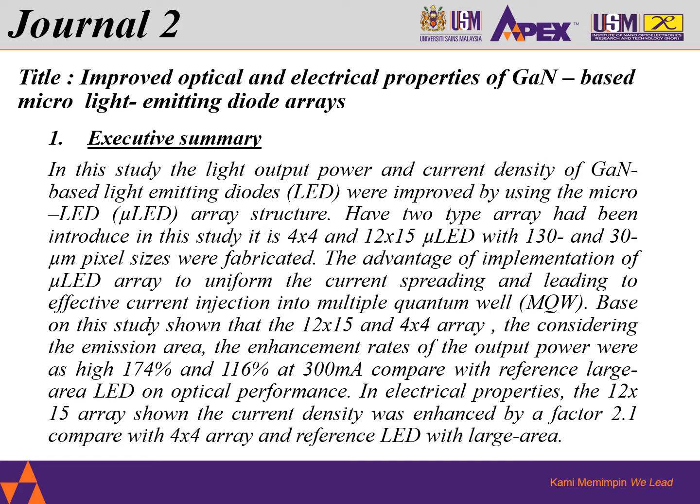Based on the corresponding emission area, the output power is increased around 174% and 160% at 300 milliampere compared with the reference LED with a larger area. In terms of electrical properties, we can see that the 12 times 15 array shows the current density increased by a factor of 2.1 compared with the 4 times 4 array and also the reference LED in this study.